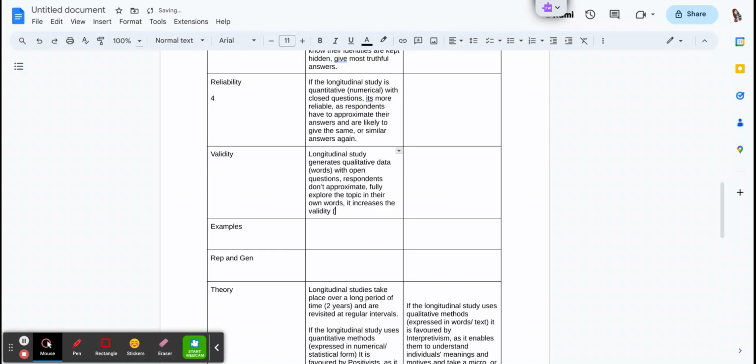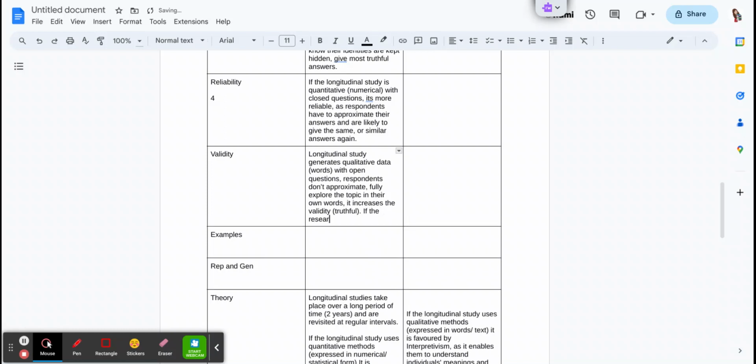It's more truthful. It's longitudinal and it's got open questions. They can fully explore the topic in their own words. They don't approximate, and that increases the validity.